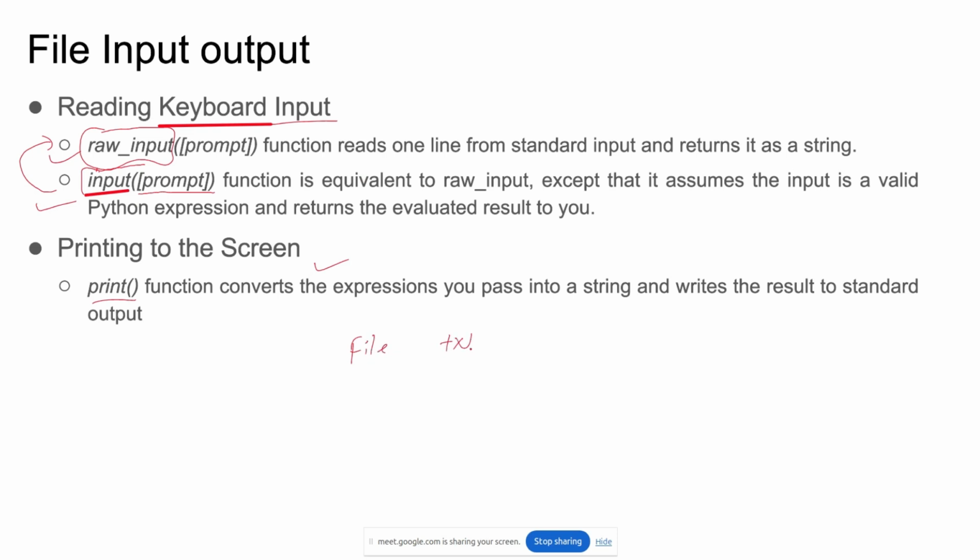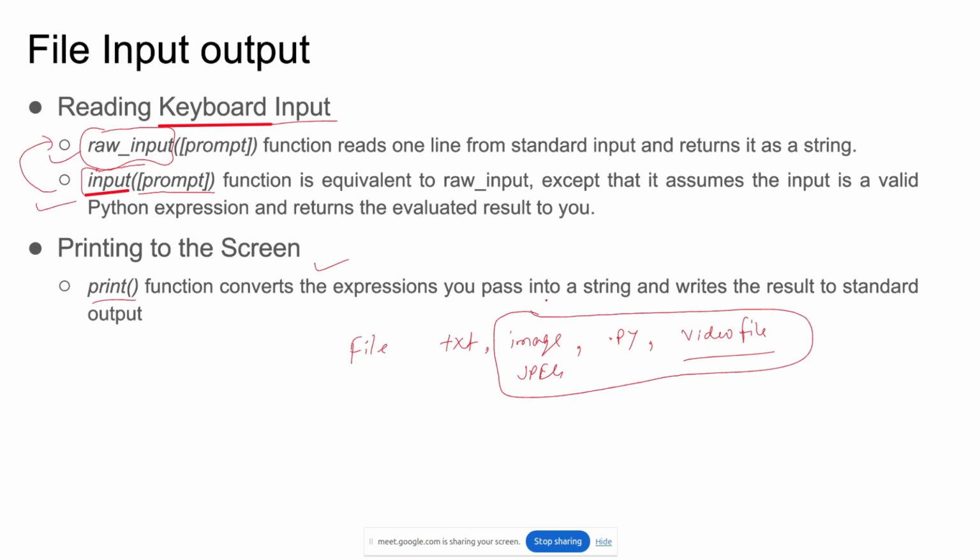Suppose there is a txt file, an image or JPEG file, a .py file, or a video file. How will you work on these files? We are not going to study these files right now, to be frank. We are just focused on raw Python files using text. I have not used these files in this file handling, but in general, if you want to read an image, the same way you can read other files also. There's no issue in that.